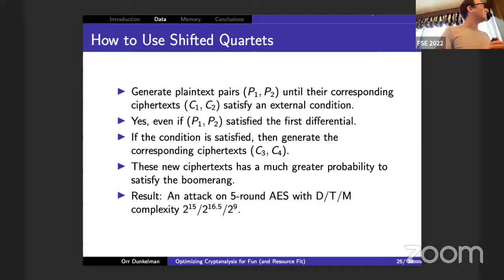I just want to slightly correct what Itai said earlier. This is the best known attack on 5-round AES. The best known attacks on 7-round AES are slightly different.